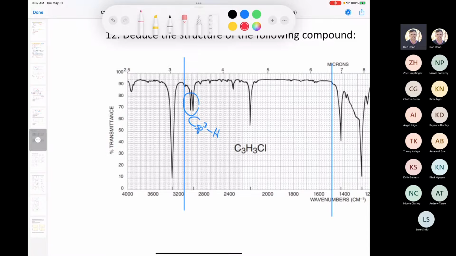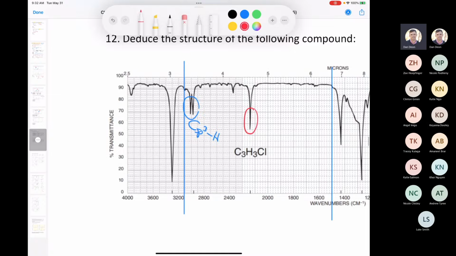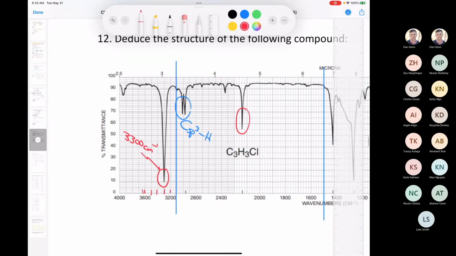But I noticed that we have something here, and we also have something huge here. And this is at about, if this is 3,200, this is 36. So this is 32, 33, 34, 35, 36. So this is at 3,300 reciprocal centimeters. And then I also see that I have something right here.